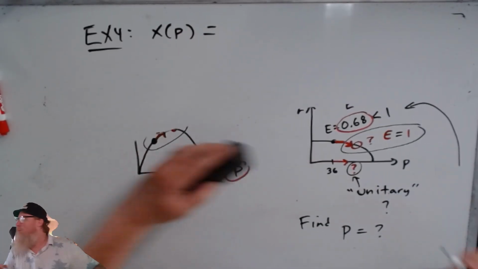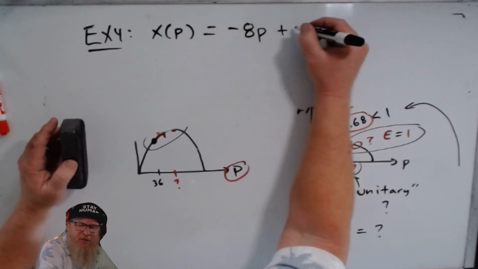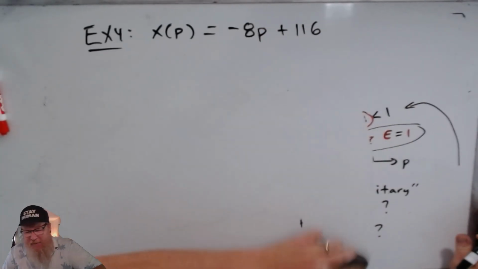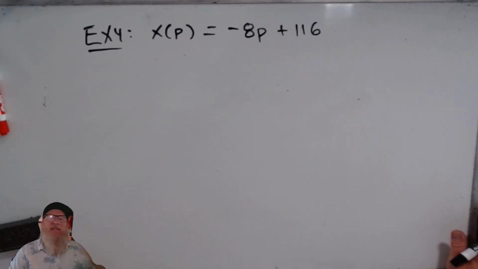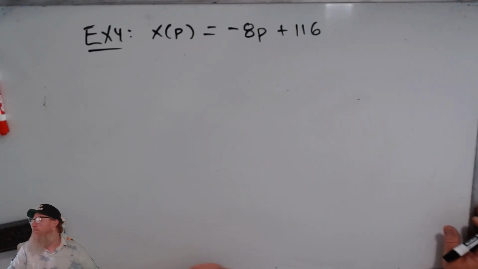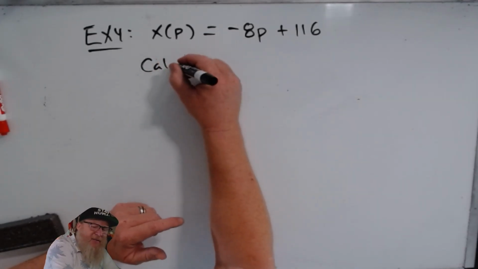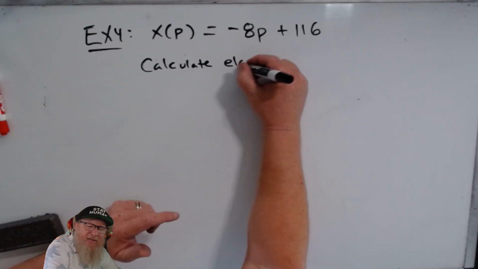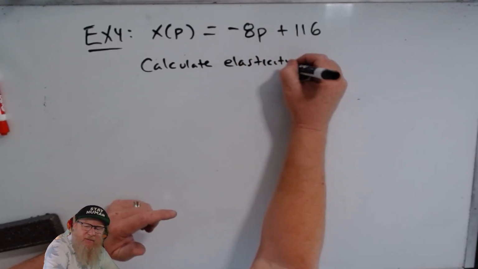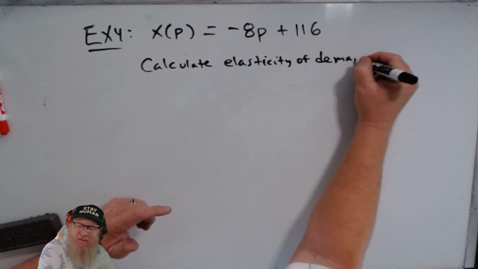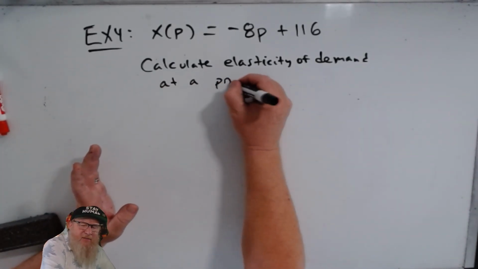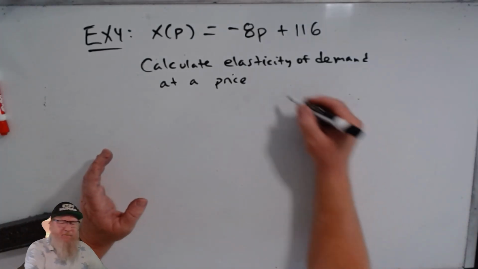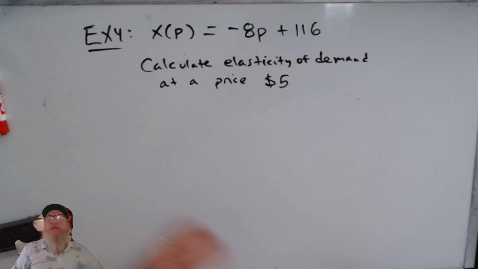I'm going to go right back to where we started in the introduction with a linear demand function. This is by far the easiest to analyze. It is the most common. It's just a straight, decreasing line. So calculate the elasticity of demand. I could also just say find elasticity, fancy way to say it, at a price of $5. So it's a cheap item, $5.